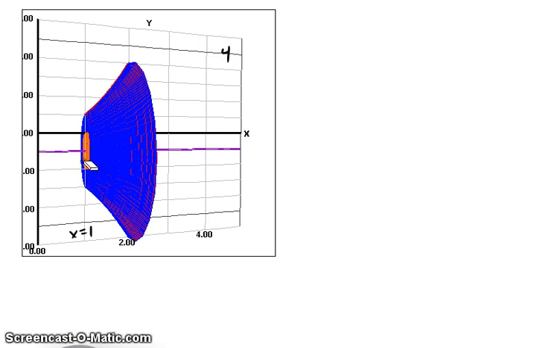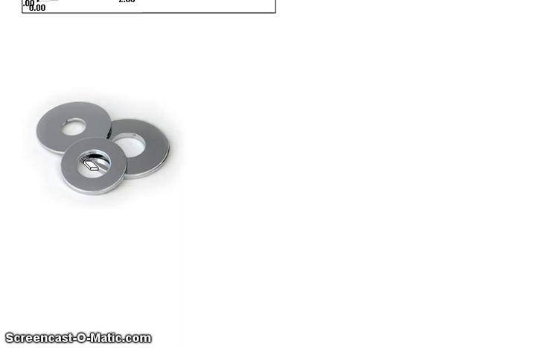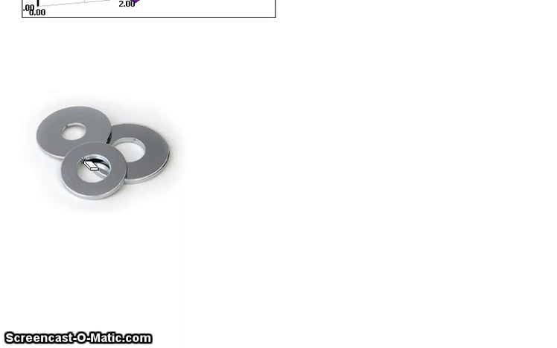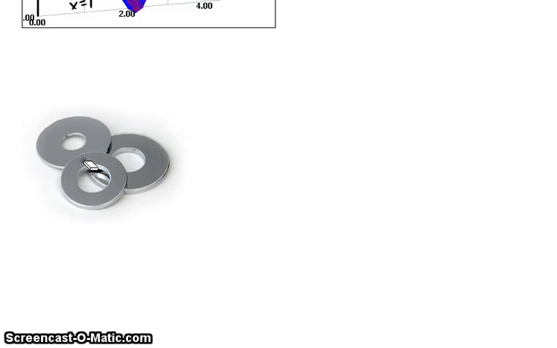A washer looks like this. There are some washers. You know, I don't know who uses washers. Plumbers probably use washers. Somebody more handy than I am. But they have this donut shape.